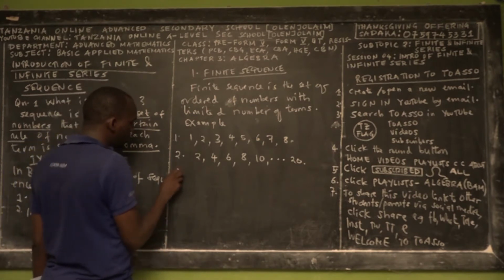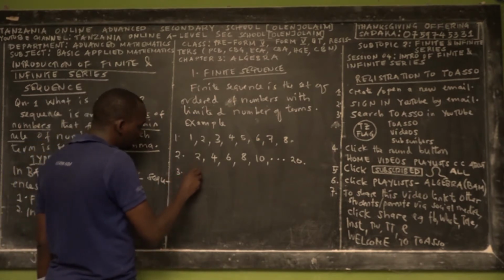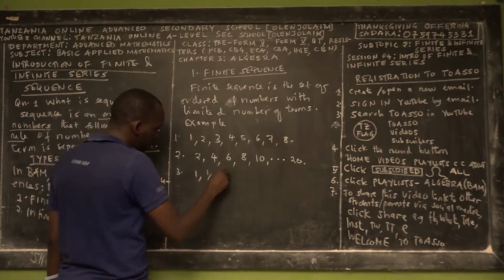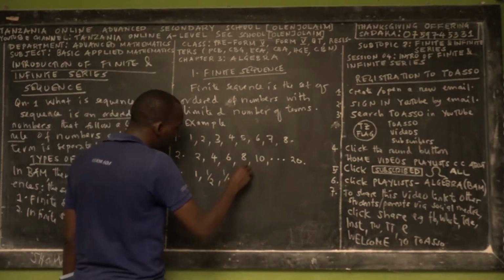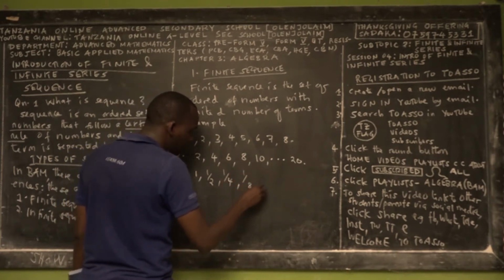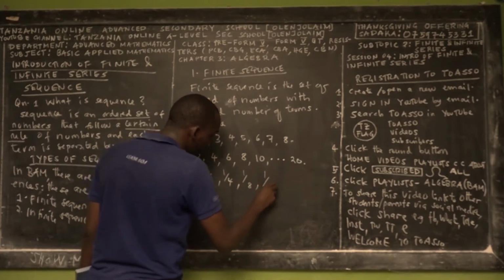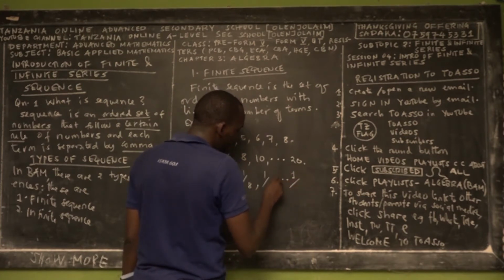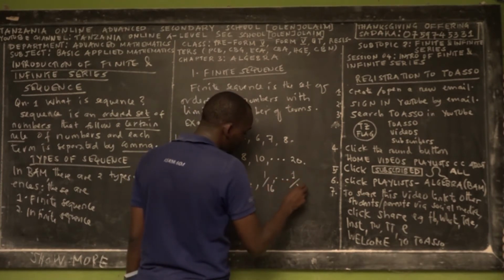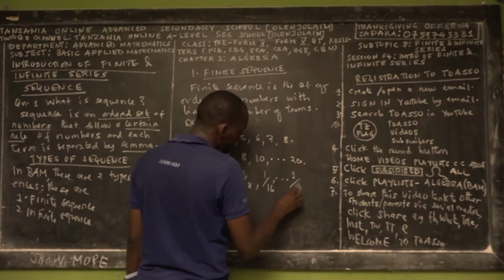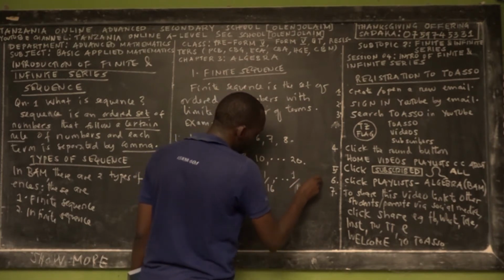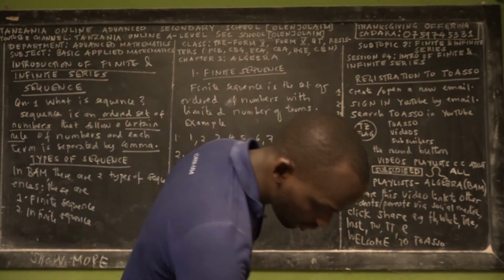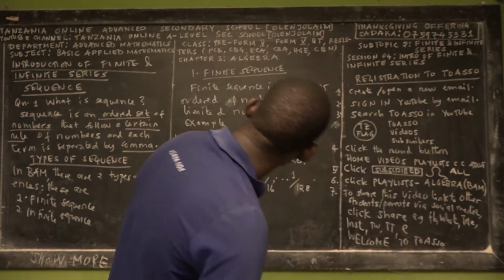And we can have a finite sequence of fractions: 1 over 2, 1 over 4, 1 over 8, 1 over 16, and possibly up to 1 over 32, 1 over 64, 1 over 128. It can be either a set of ordered pair of fractions or numbers.